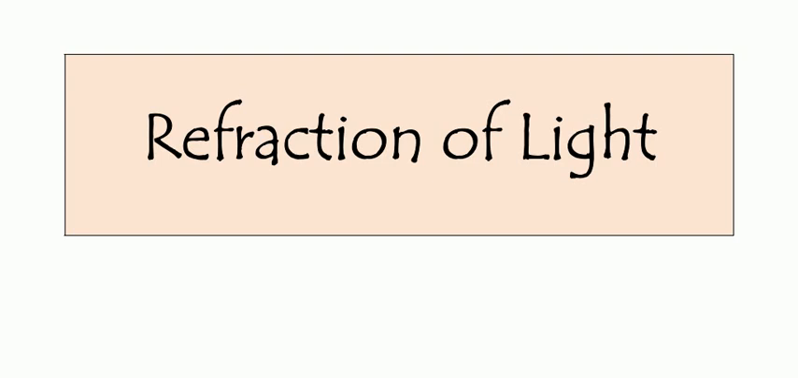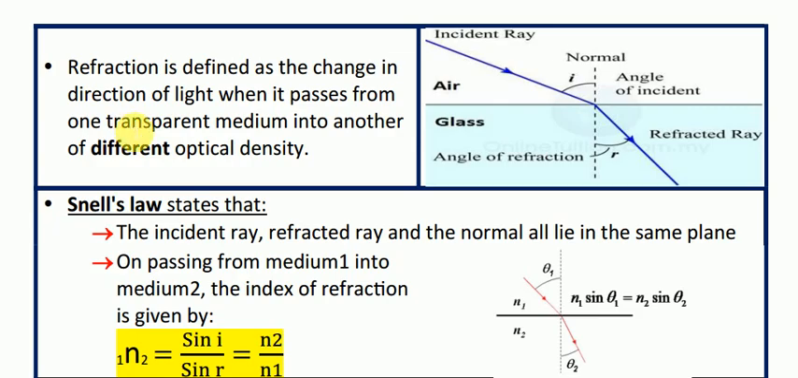Refraction of light. Refraction is defined as the change in direction of light when it passes from one transparent medium into another of different optical density. The incident ray, the refracted ray, and the normal all lie in the same plane.